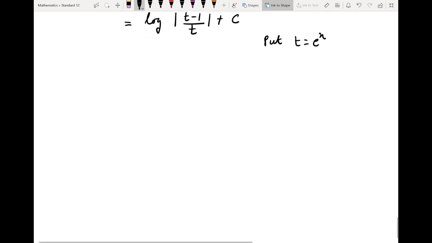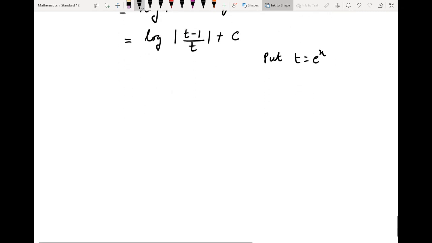And finally put t equal to e raised to x. So the answer will be log mod e raised to x minus 1 upon e raised to x plus constant.